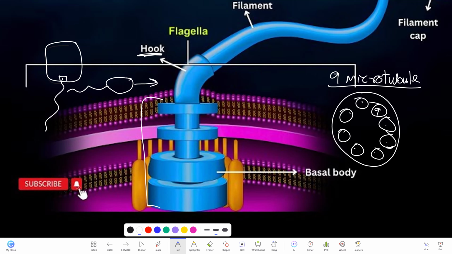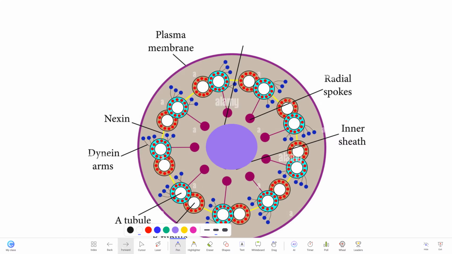But when we study the eukaryotic flagellum, do you remember the structure of sperm in class 10? It has a tail, right? This tail is eukaryotic. Here you find 9 plus 2, 11 microtubules. Here you find 9 microtubules. So it's a difference between prokaryote and eukaryote. Okay, so describe the structure.